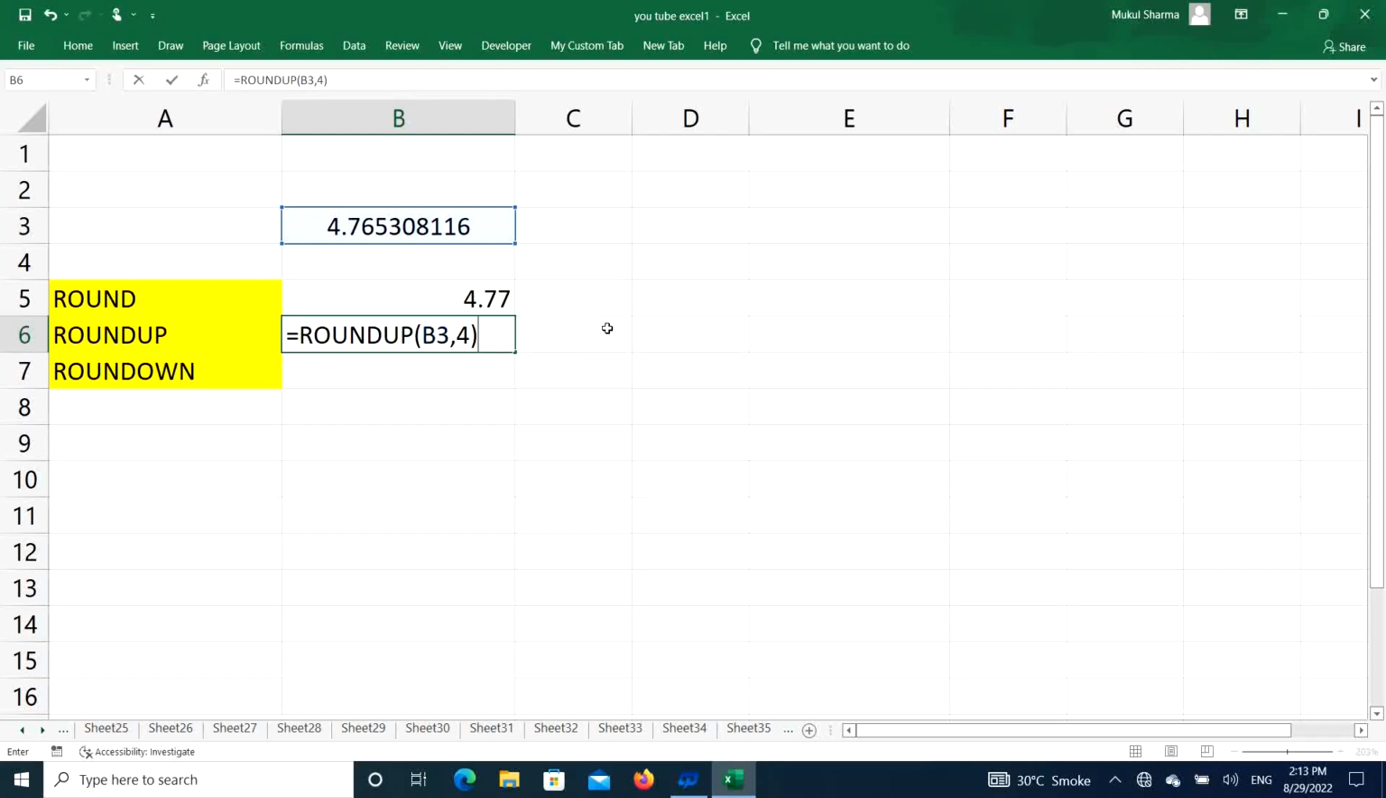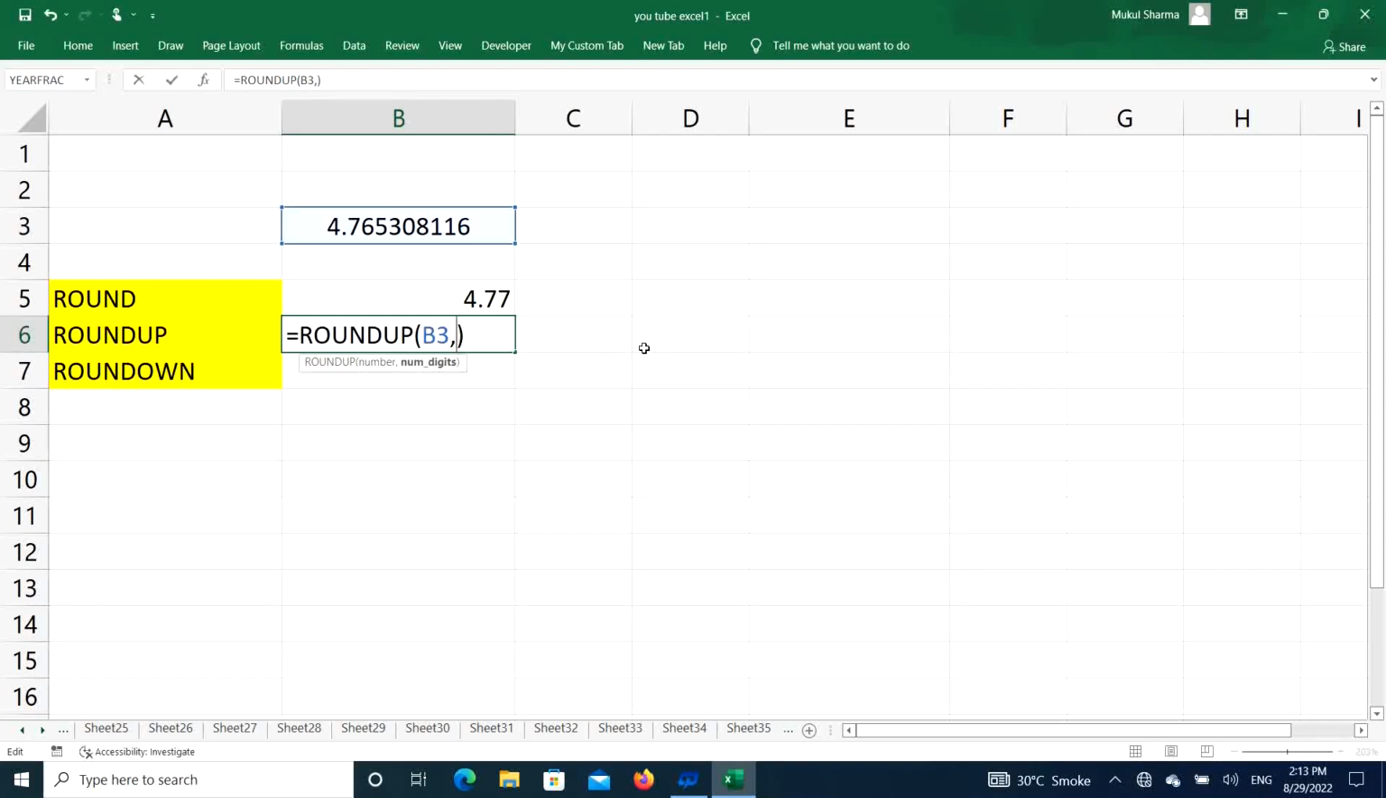Now what answer will I get? You can see it is providing me this answer. That's why it is incrementing this number. That's why it is rounding up, that means away from 0. So now you can experiment more by providing any digits.